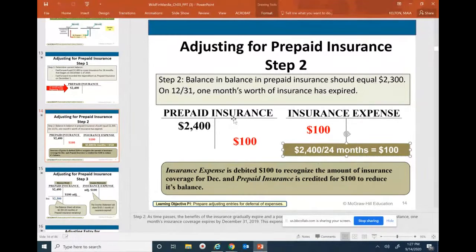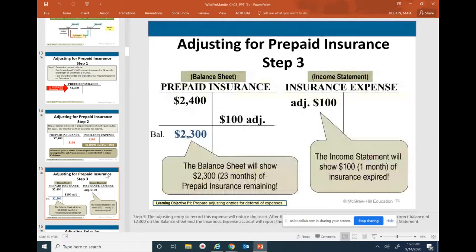So in this case, on December 31st, we need to show a reduction of 1 month, and the ending balance in this account should be $2,300, which represents the unexpired portion of the insurance the company purchased. This credit here of $100 and the debit to insurance expense is what we're recognizing as an expense on the income statement to reduce profitability by.